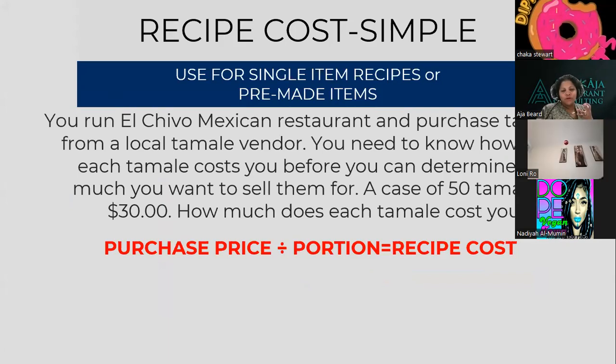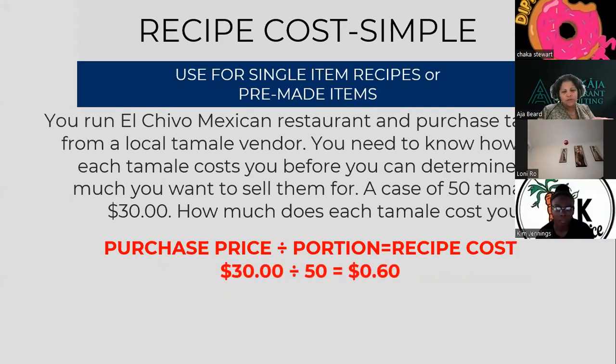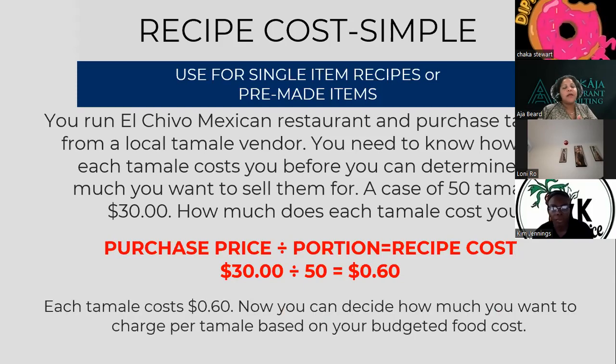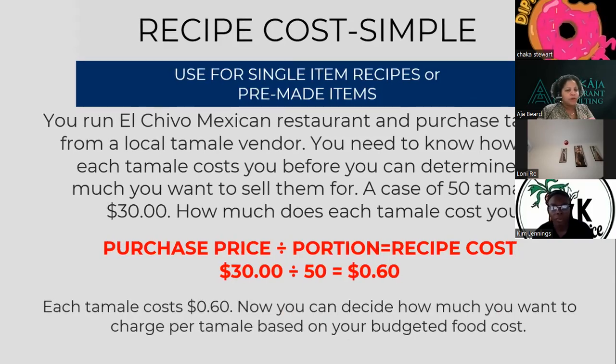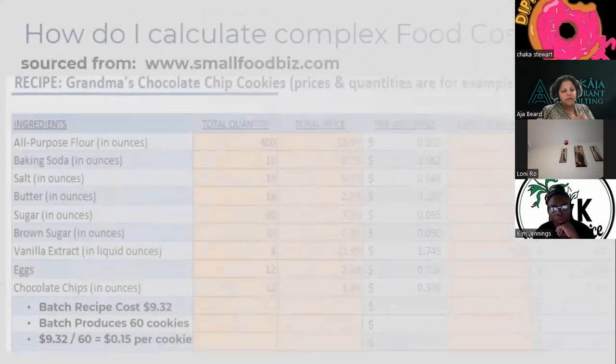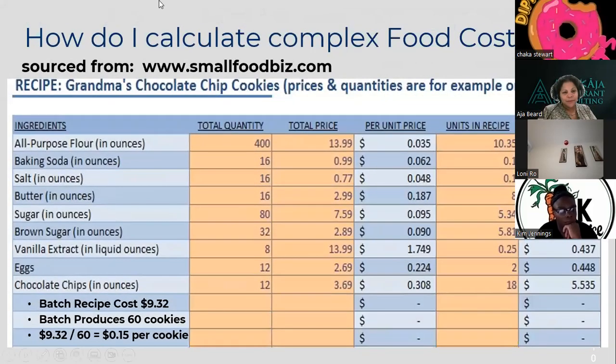So we just talked about purchase price divided by portion is your recipe cost. So to give you numbers, $30 divided by 50, we had a tamale example, 60 cents per tamale. That was for a simple item. If you're buying something or you have something with one ingredient, drinks. But if you are doing a recipe, you actually need a food cost template.